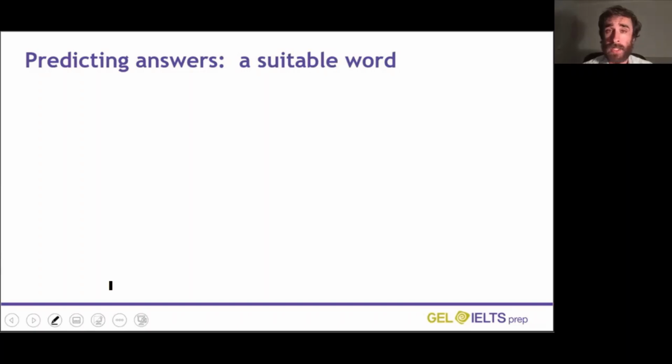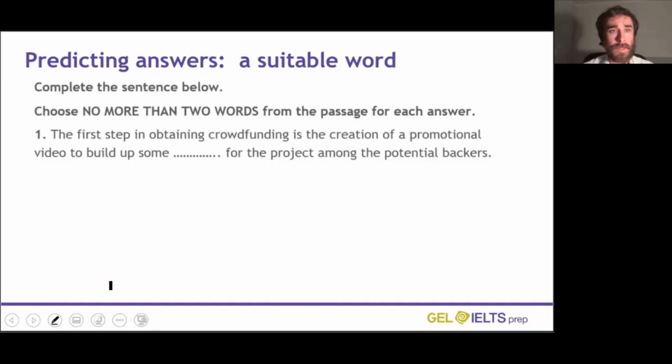Let's read the question again and think about what words would make sense in the context. The first step in obtaining crowdfunding is the creation of a promotional video to build up some gap for the project among the potential backers. So I noticed that before we have the word build up. So we're going to build up something for the project among the potential backers.